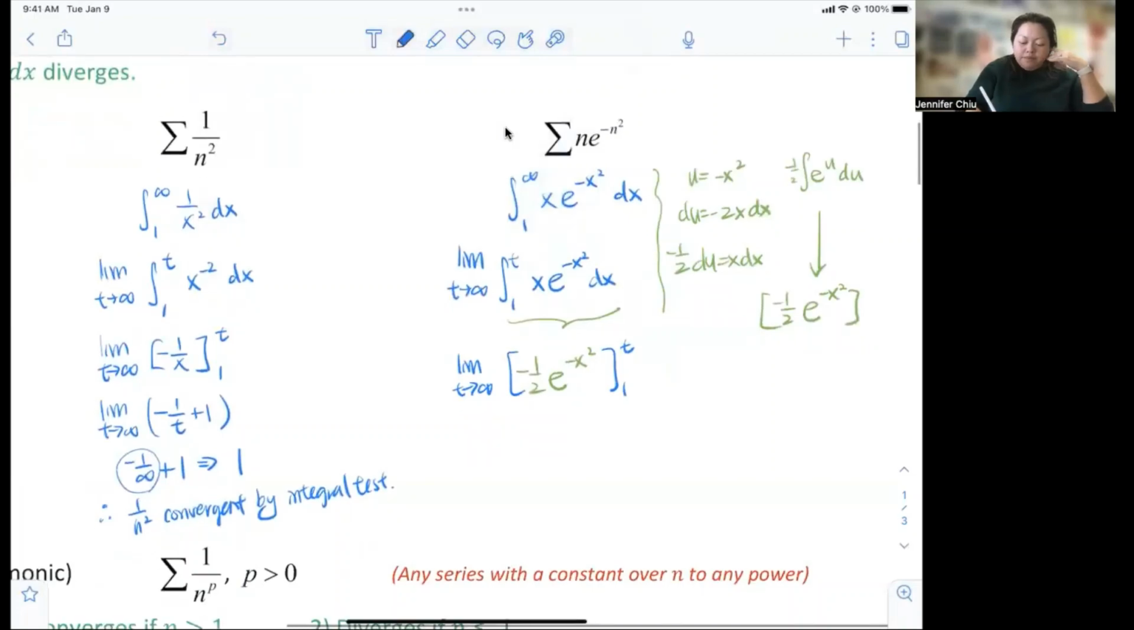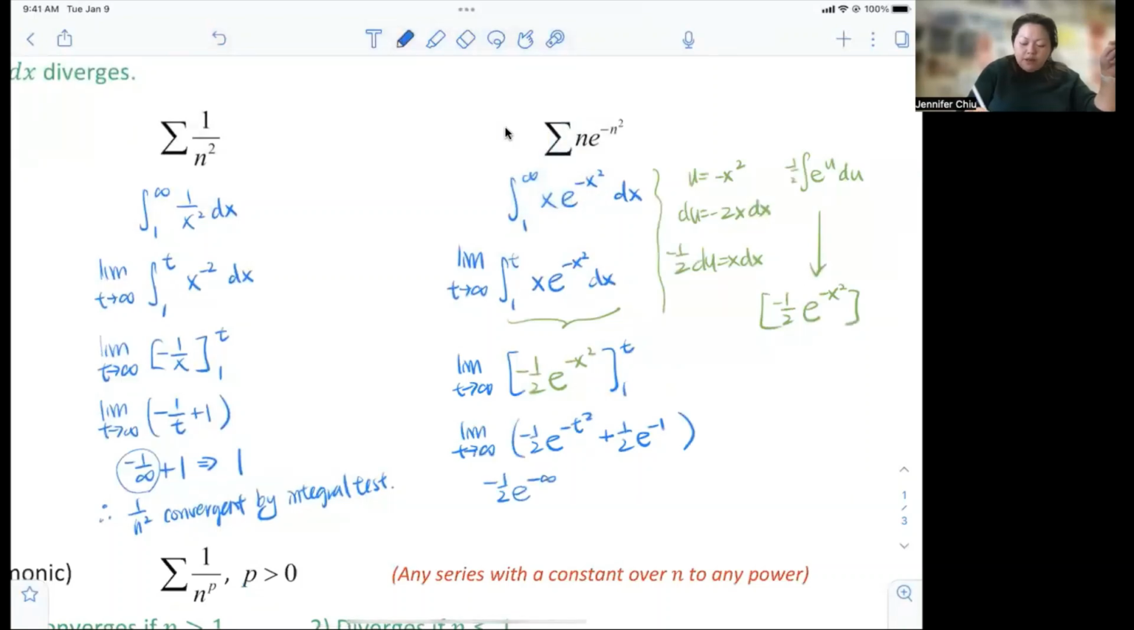Okay, so plug everything in: limit as t approaches infinity, negative 1/2 e to negative t squared, minus negative 1/2, so plus 1/2 e to negative 1. Again, negative 1/2 e to negative infinity plus 1 over 2e. E to negative infinity will approach 0. So this integral gives me an answer of 1 over 2e, hence making my series here convergent, right? So hence n e to negative n squared is convergent by the integral test.